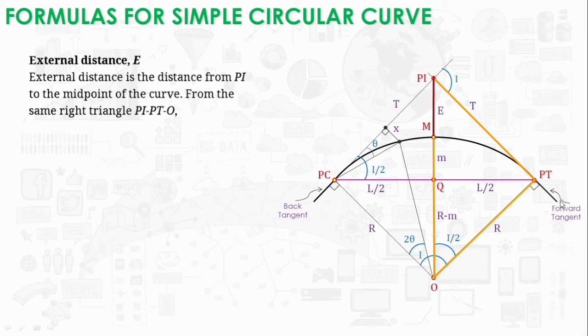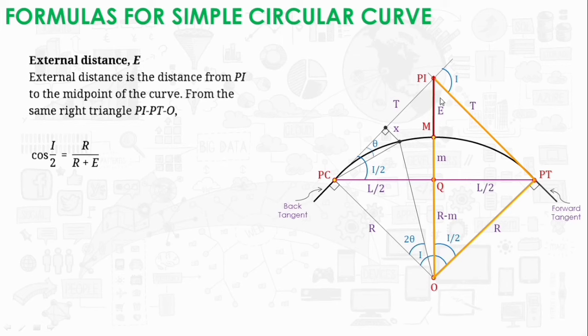So, our adjacent side now is R. The opposite side is T, the tangent. And the hypotenuse is simply R plus E. So, how do we derive the formula for E? We can use the cosine function, or we can also use the sine function, depending on the given. For example, given R, we can use the cosine function: adjacent R divided by the hypotenuse R plus E.